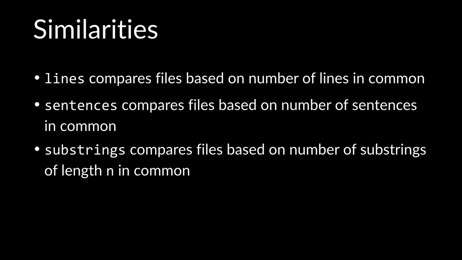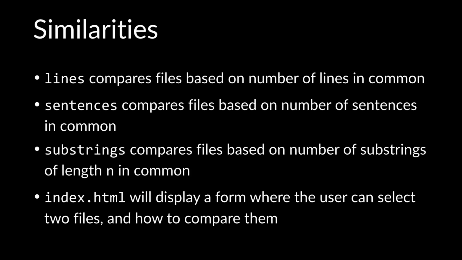And then finally, we'll take these functions to the web, writing an HTML file called index.html, which will display a web form where the user can select two files and how they want to compare them, either by lines or sentences or substrings, and then submit that form, at which point your web page will display side by side those two files with any similarities between them highlighted. Let's get started.